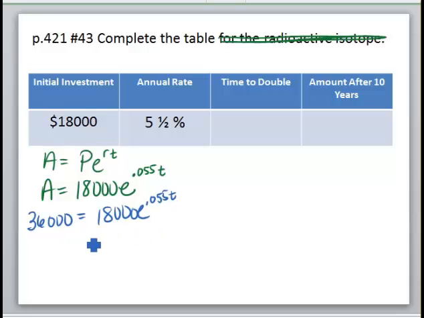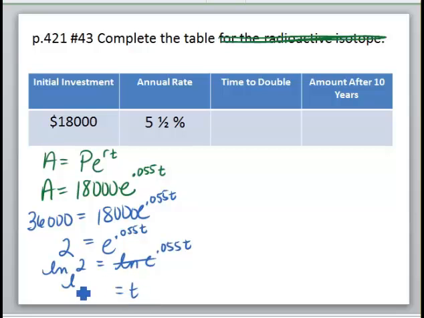So when I divide by 18,000 on both sides, I get 2. Now I'll take the ln of both sides. And that will give me that T is equal to ln 2 over 0.055. So T, the time it takes to double, is approximately 12.6 years.